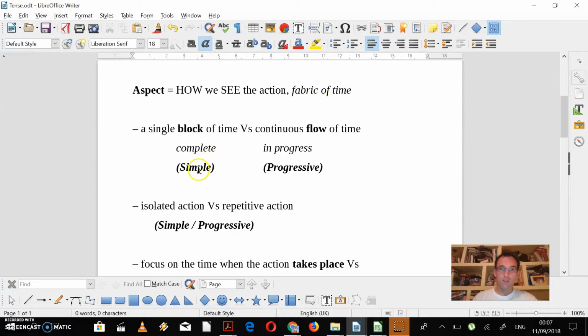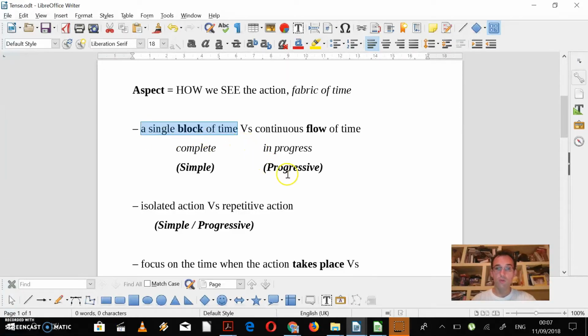Right, so we've got the distinction here between the simple and the progressive tenses. Simple tenses view the action as one whole, as a complete action. We see the beginning and the end. It tells us about the action as happening in a single block of time. For example, yesterday I went to school. So we have everything from me leaving home to me coming to school, including everything that happened in the meantime.